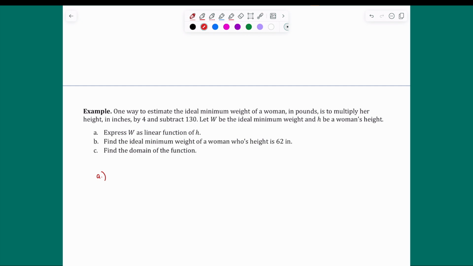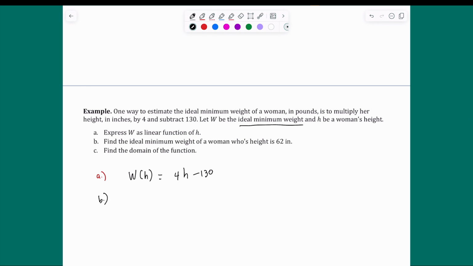All right, so A here, we're going to express our weight function. It's a function of H. And what you do is multiply the height by 4. So 4H, and then subtract 130. And that will produce the minimum weight, or ideal minimum weight.